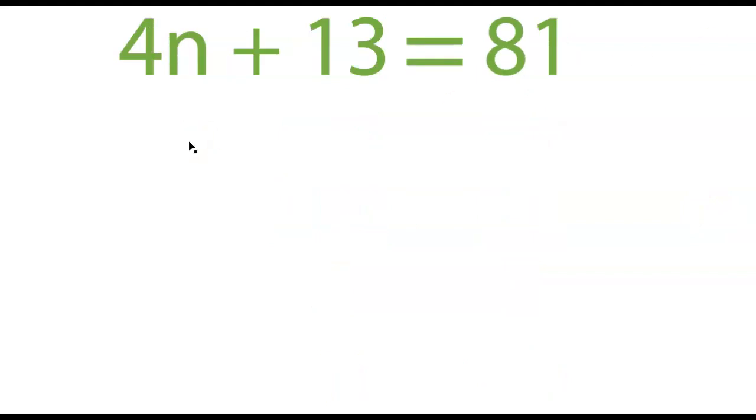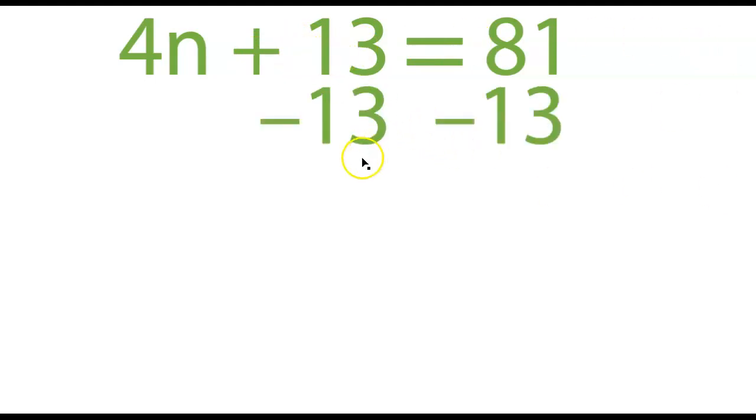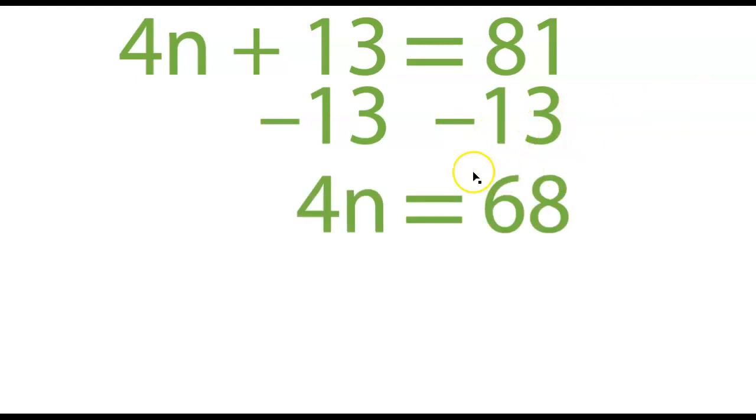Let's say we have 4n plus 13 equals 81. Okay, what's our first step? See if you guys can take a guess. The first step is to get rid of this plus 13. And in order to undo plus 13, we subtract 13. Plus 13 minus 13, that's how it's going to go away. We do that to both sides. And when we simplify, this is what we get, right?